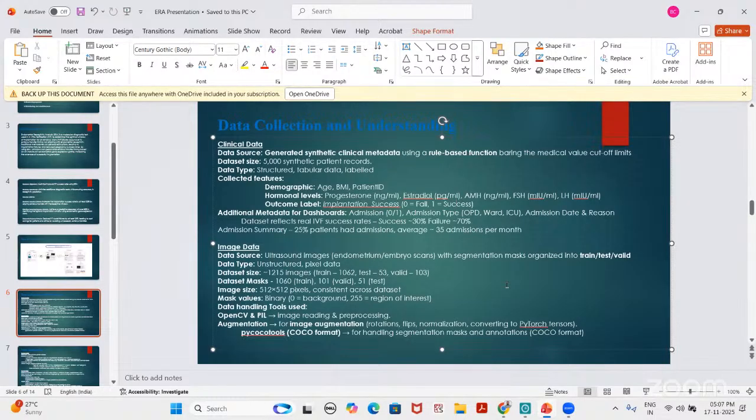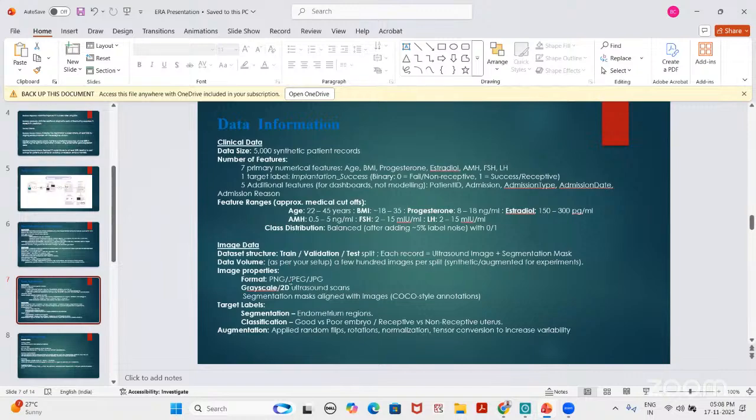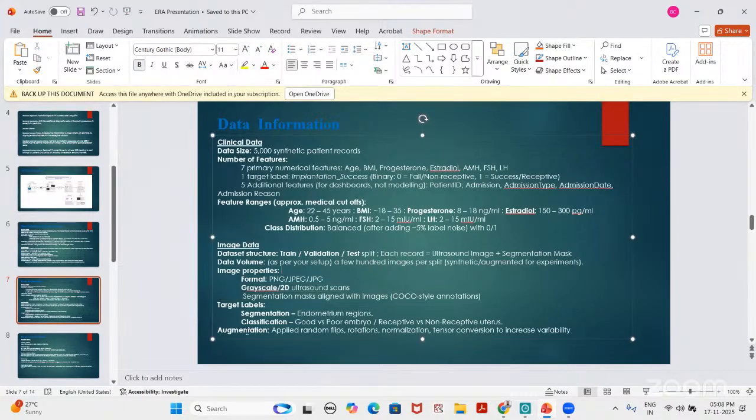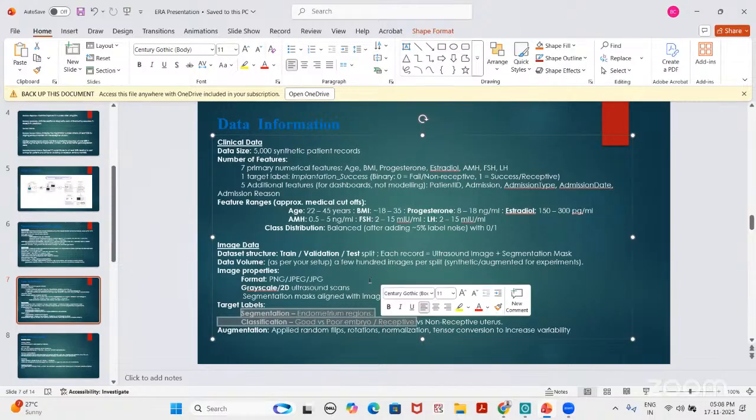We split the data first into three parts: train, test, and validation. Based on that, we perform different pre-processing techniques. As I told, we use different kinds of data, like ultrasound images and grayscale images. Our goal was to segment the image and classify whether it's good or bad.